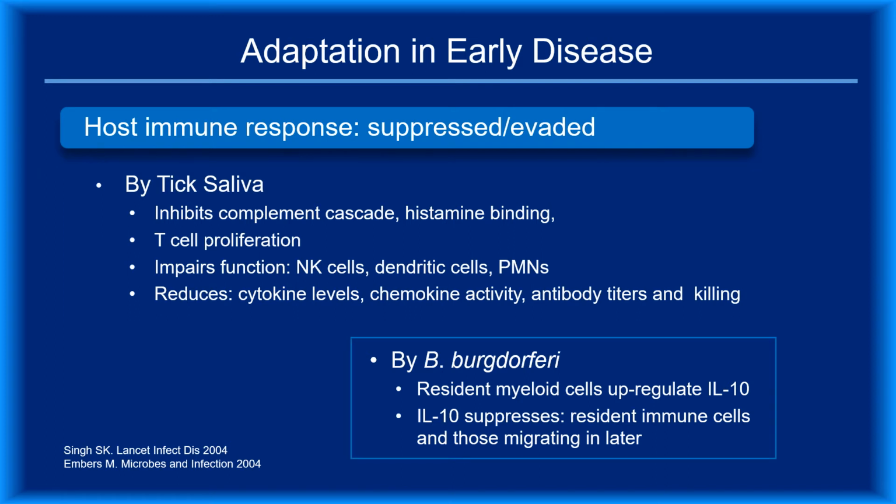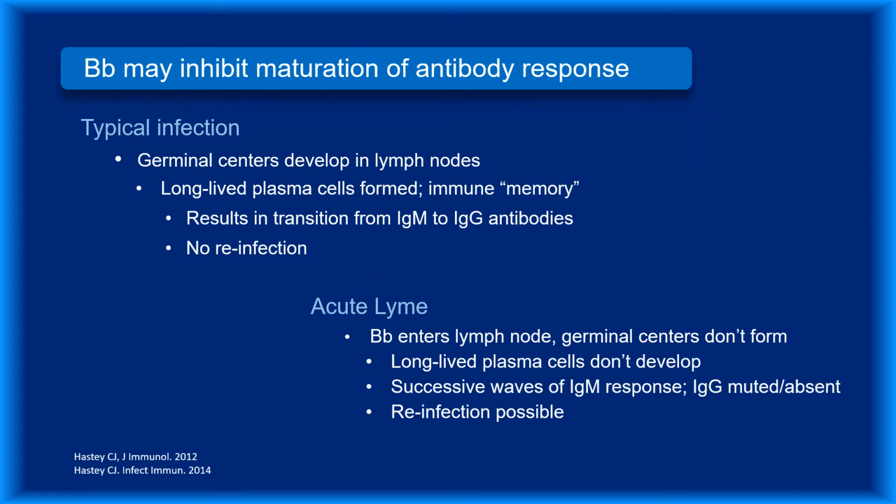The bacteria itself causes an upregulation of IL-10, which not only suppresses resident immune cells, but also the function of immune cells that subsequently migrate to the infection site. It appears that Borrelia burgdorferi is able to block development of an effective antibody response.